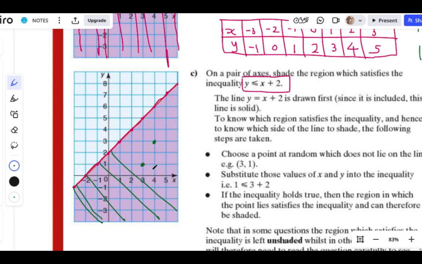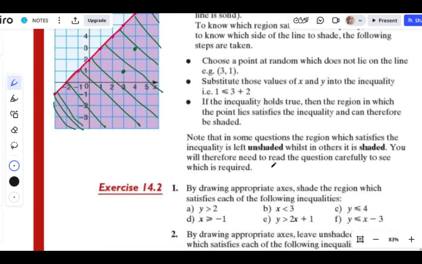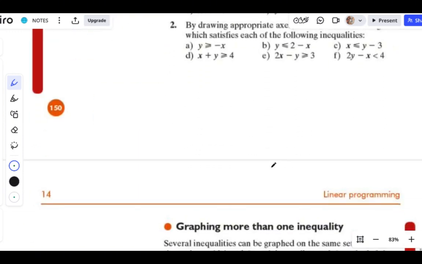But some questions can say leave unshaded the region which satisfies the inequality, meaning don't shade that region. But this question says shade the region. So please, you have to read the question very well, because it can come in either of these forms. Since they say shade the region, we are shading this region which satisfies the inequality. If they say leave unshaded, we would have shaded this side of the line. Okay? So this is how we do inequality or linear programming.